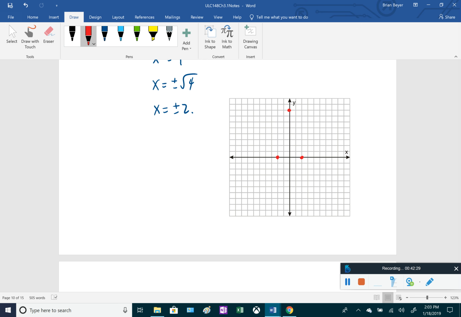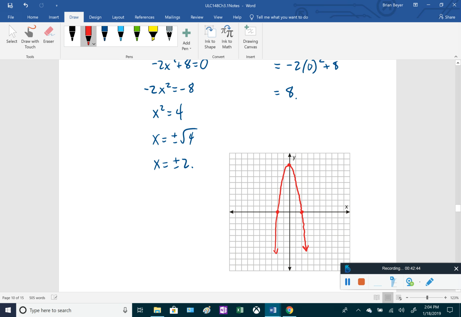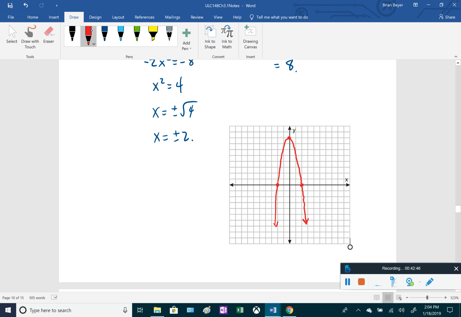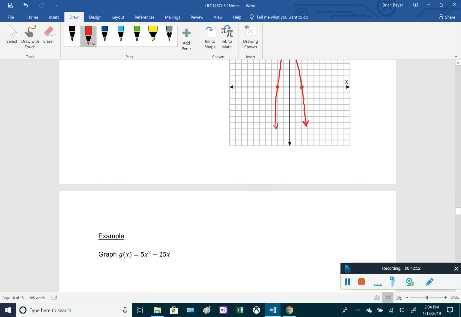So we know that this opens down, so we can actually see what this looks like probably. So connect them, and something like that, and that is our function, what was it, f of x. Okay, so one more here, and once again, I put this one on here for a reason.